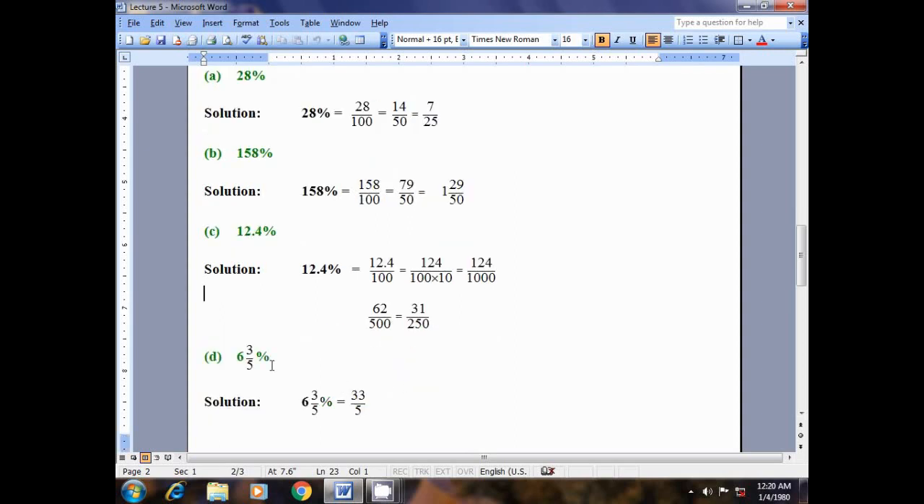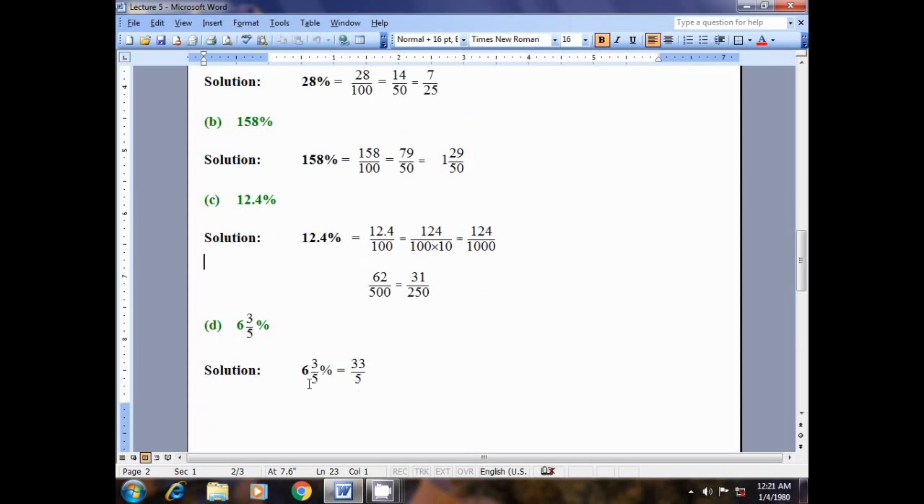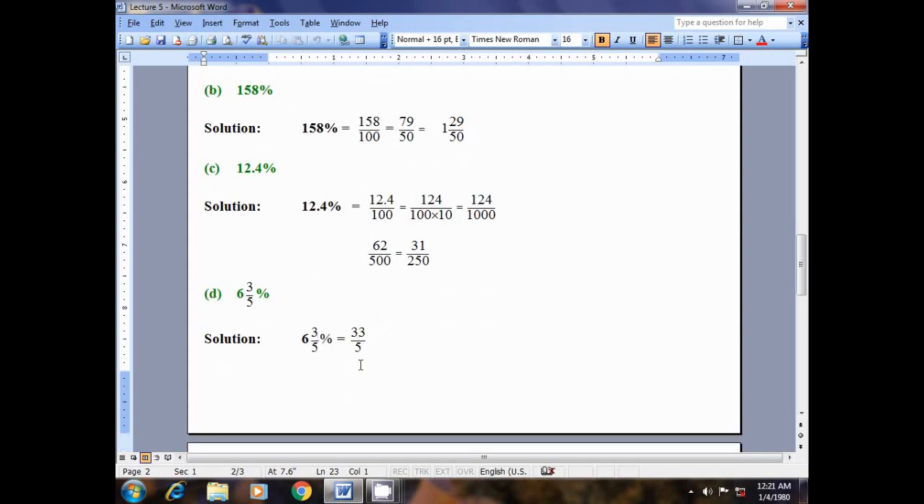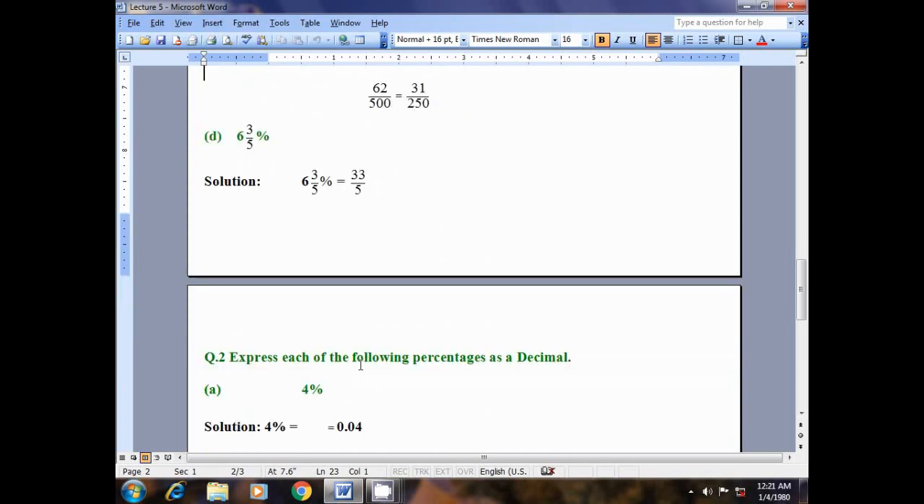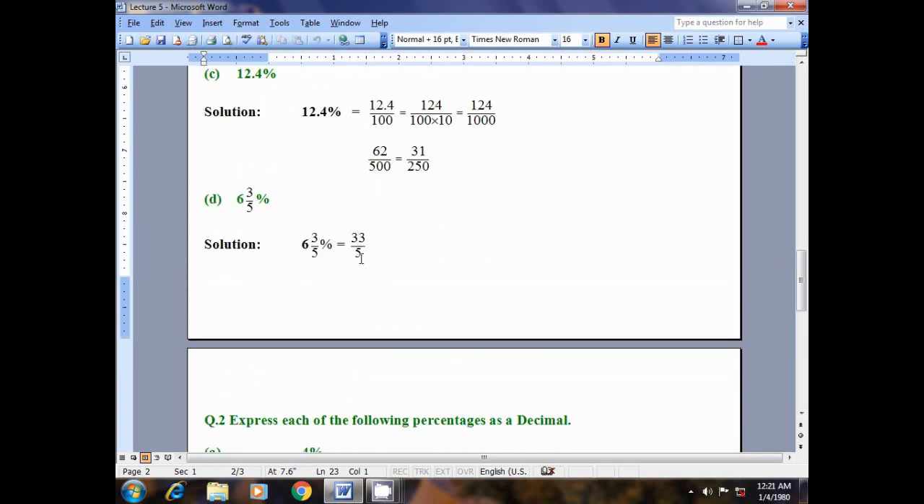Now next part, fourth part from this question, we have mixed fraction 6 into 3 upon 5%. First of all, we will convert this mixed fraction into improper fraction. So 6 times 5, 30. 30 plus 3, 33 divided by 5. Now this is the simplest form. We cannot further divide this numerator and denominator by a single number. So you can express this fraction as a mixed fraction if you want to.